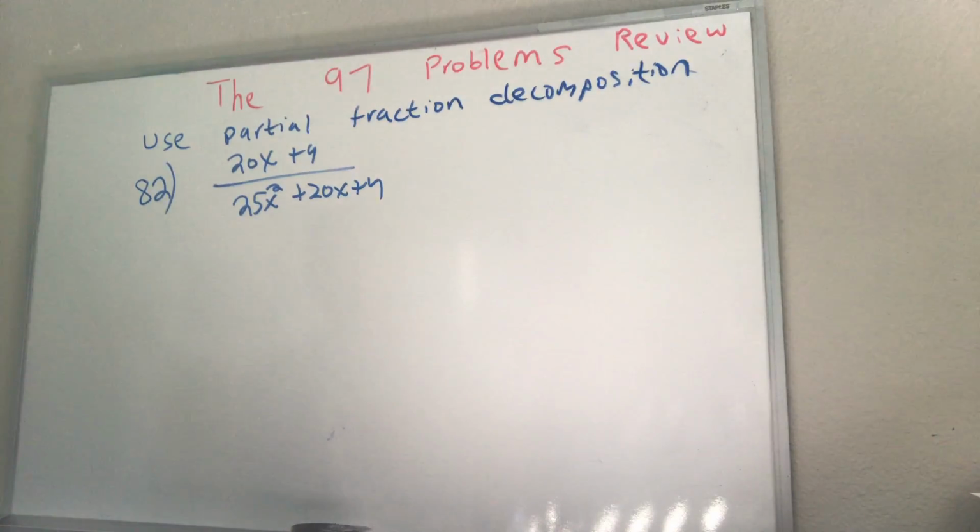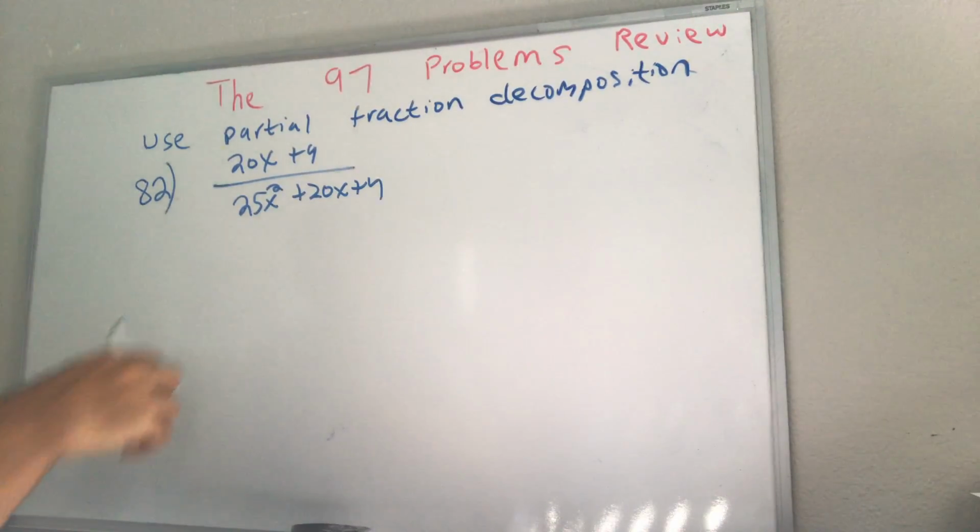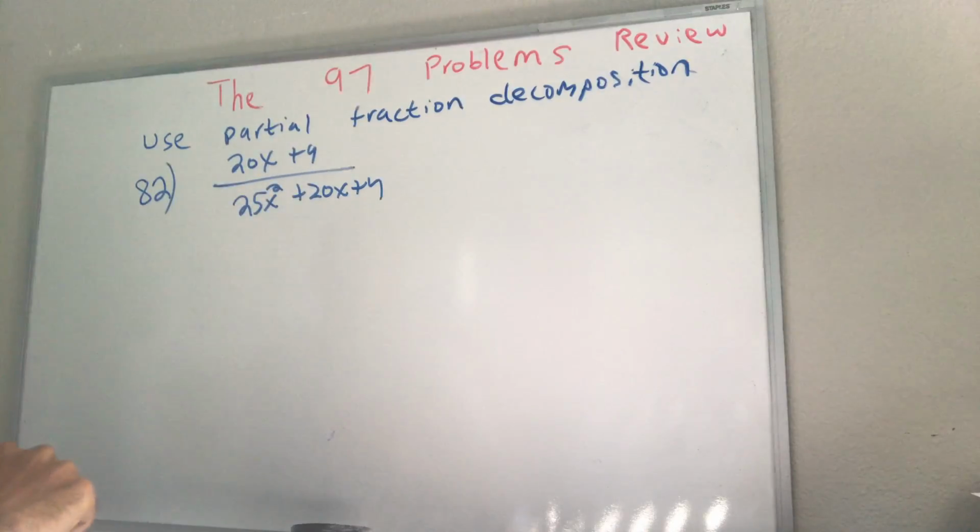Here's question number 82. Again, we want to do partial fraction decomposition. It states 2x plus 9, all divided by 25x squared plus 20x plus 4. Here we have a quadratic function. In the previous lesson it was a cubic function and we weren't exactly sure how to factor it. Therefore we used p over q and the rational zero theorem as well as synthetic division to get our factors. Here we have this quadratic function.